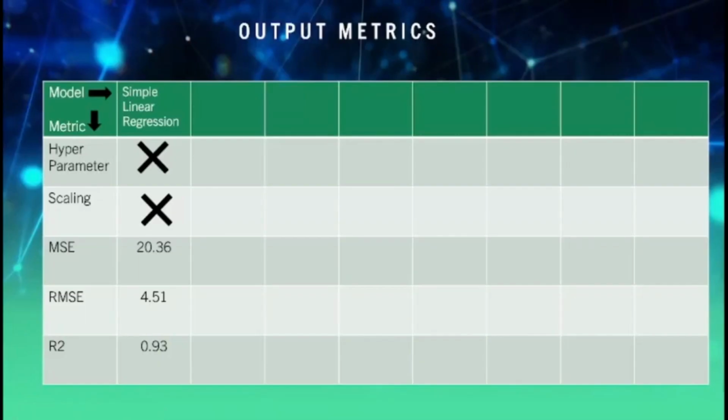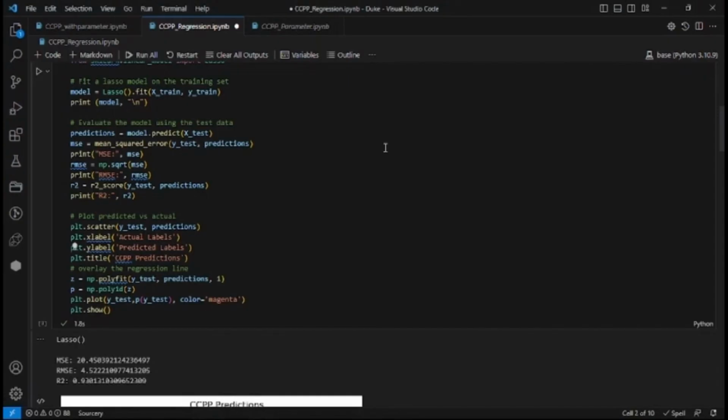Right. So just now we saw the simple linear regression, and I have updated the metric numbers that we have obtained just to provide a little bit of additional information. So we have not used any hyperparameter and scaling yet. With this, we'll move on to a different regression algorithm. Moving on to the next, this time we will use lasso.